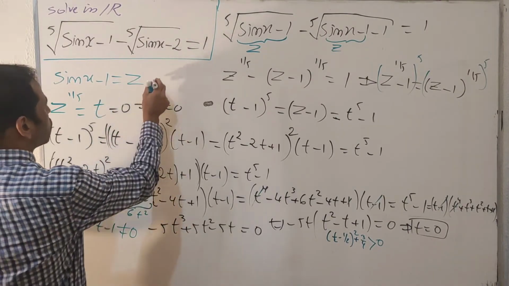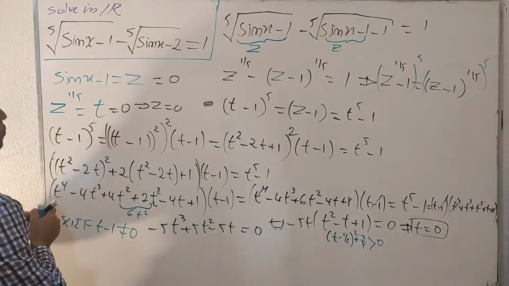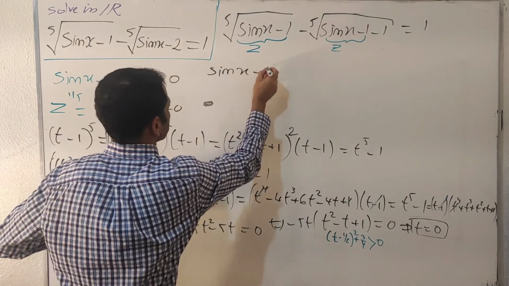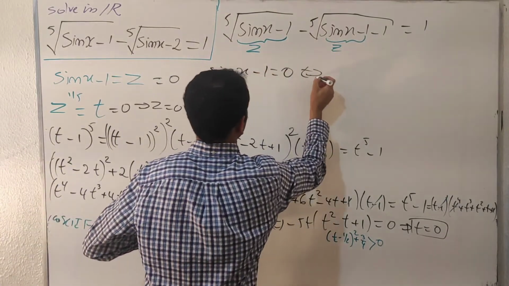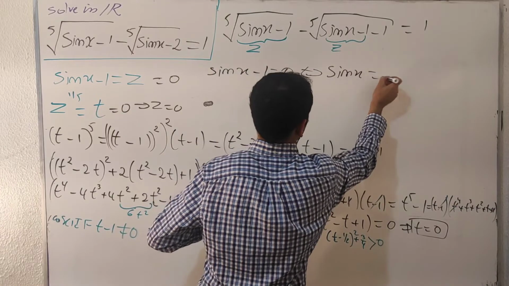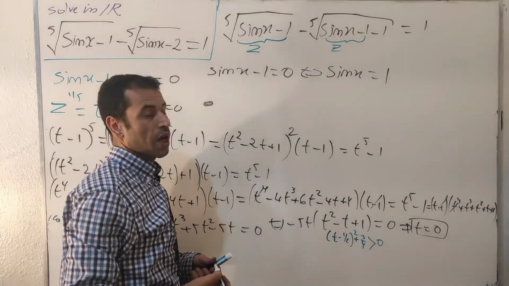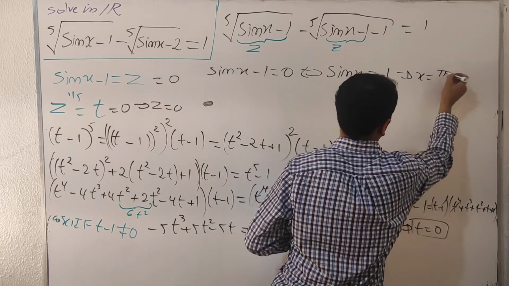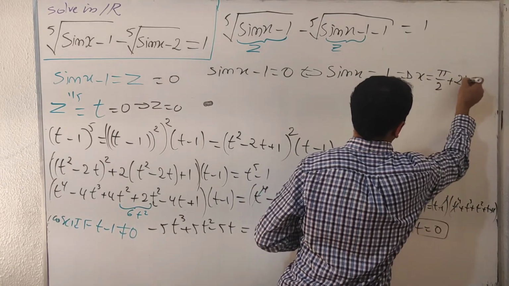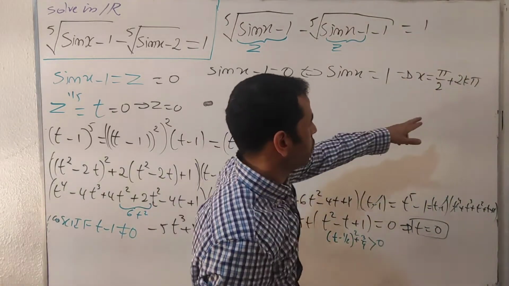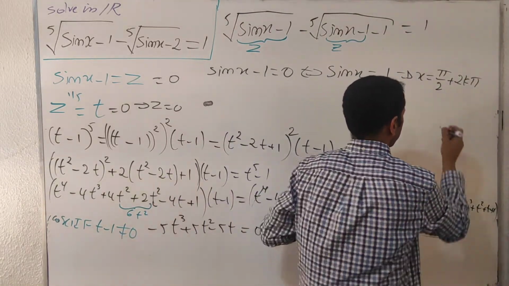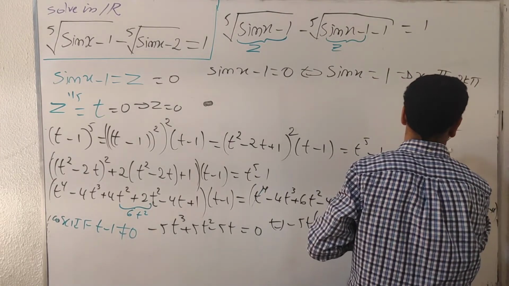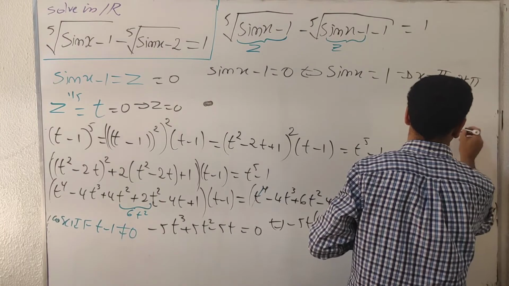If z equals 0, which means everything equals 0 here, sine x minus number 1 equals 0, equivalent to sine x equals number 1. Sine x equals 1, it's clearly x equals pi over 2 plus 2k pi. Be careful here. If you put k pi here, there is a problem. This is pi over 2, this is 3 pi over 2, 0 pi.